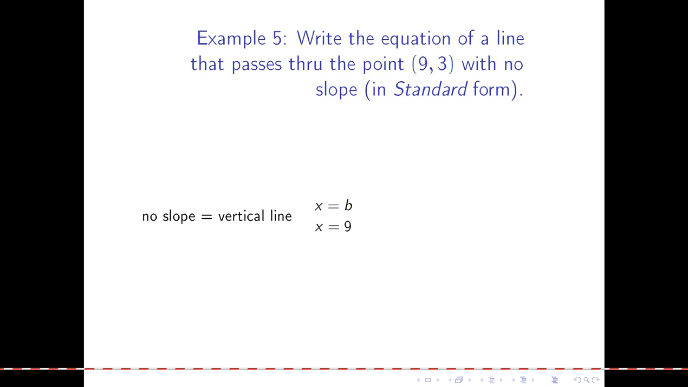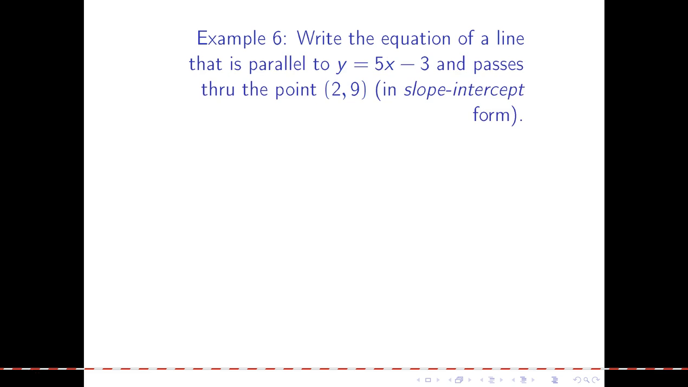All right, let's move on, because I want to do another kind of example, and notice this one is a little different because I get a point, but it tells me I want it to be parallel. Well, what does parallel mean? Hopefully you're saying parallel means they don't cross, but what's it mean in terms of slope?